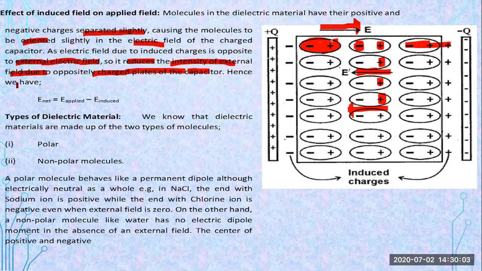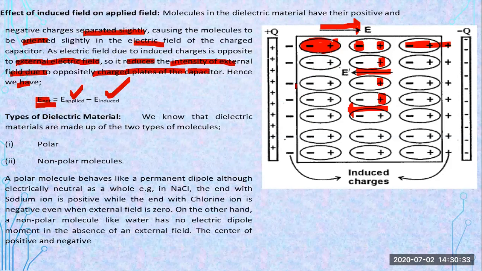and hence the net intensity is equal to the difference of the intensity applied due to the positive and negative charges, and the induced intensity due to the dielectric between the two plates. So it reduces the intensity between the two. The difference will be less, so the net electric intensity will be less. So, types of dielectric.